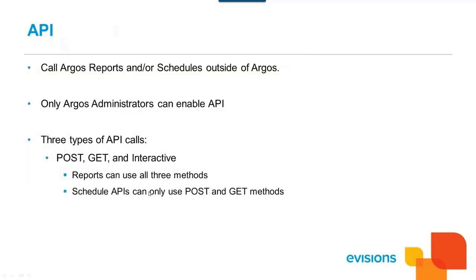Our next topic is the Argos API. This is an optional module that enables the user to call Argos reports and/or schedules outside of the Argos software. Since the API can make the data available to a very wide range audience via the web server, portal, or third-party application, only an Argos administrator can enable any report that is available via the API.